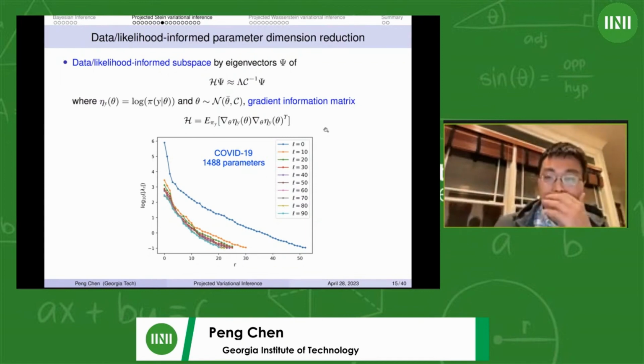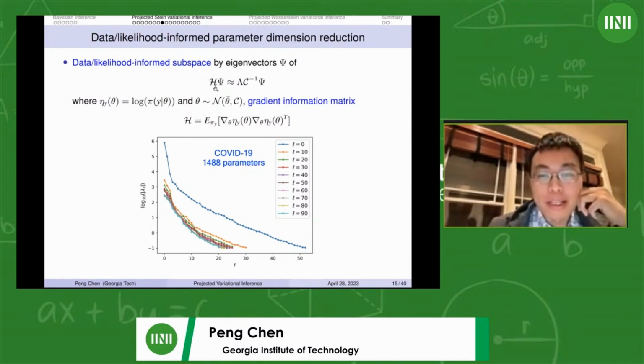Here is the way that you can find the subspace: by simply solving this generalized eigenvalue problem. What is this generalized eigenvalue problem? On the left-hand side, you have the H. Sorry for the bad notation. The H is the Hessian matrix or a gradient information matrix. It's different from the reproducing kernel Hilbert space. Essentially here it involves the information from the data. And on the right-hand side, you have a covariance C. Suppose that the parameter follows a certain Gaussian distribution as a prior distribution.